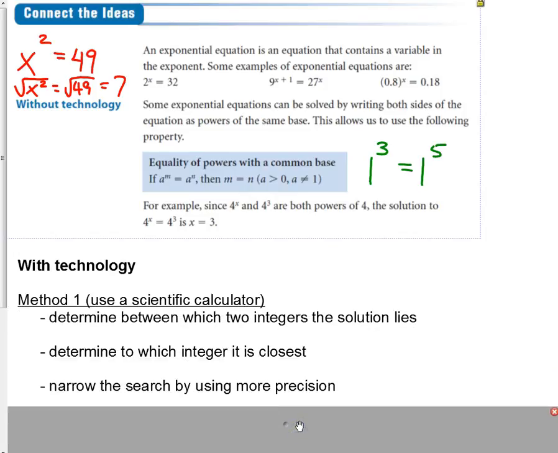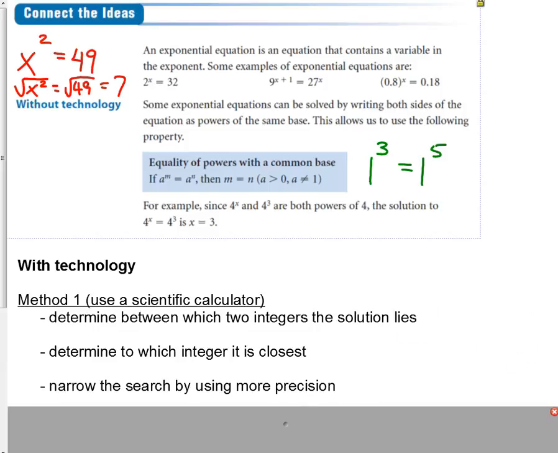Technology is involved here. A scientific calculator or graphing calculator could be used. The first method with technology, when we cannot use a common base, is to determine between which two integers the solution lies, determine to which integer it is closest, and then narrow the search by using more precision, which is what we did there.